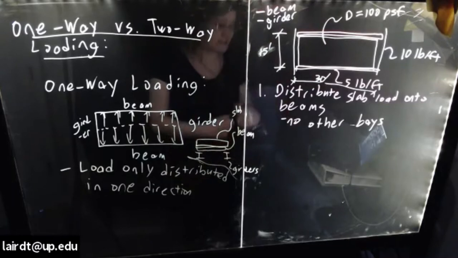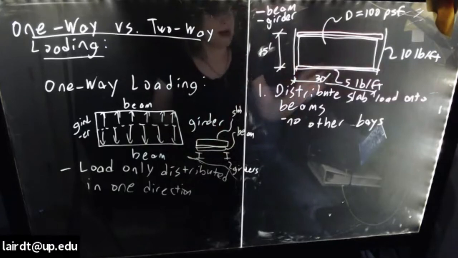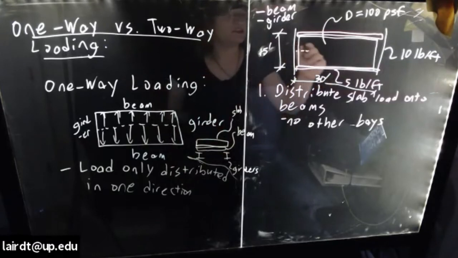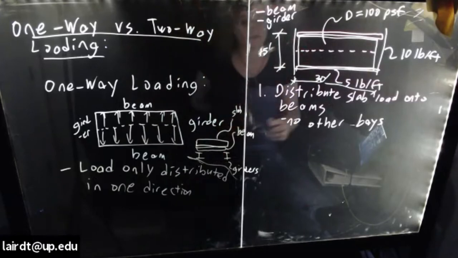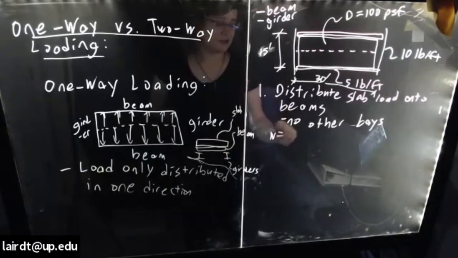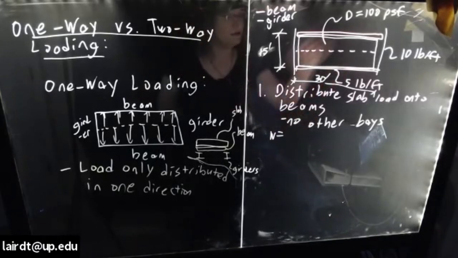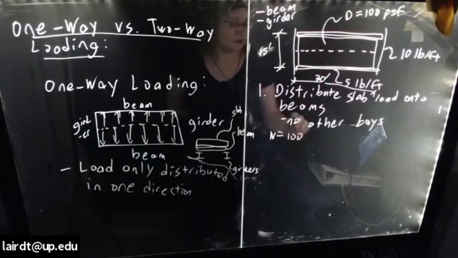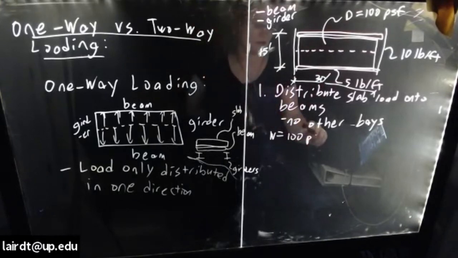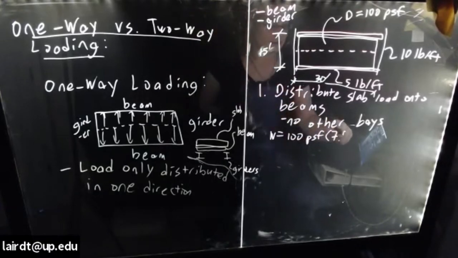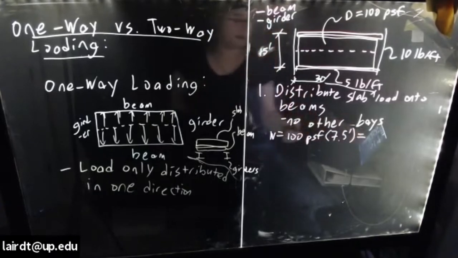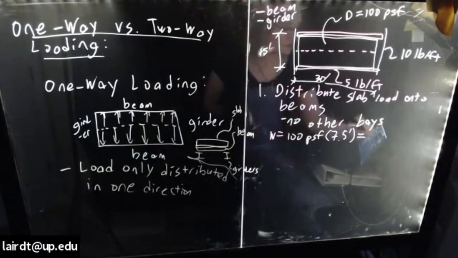So let's think about this. This beam is going to be 30 feet long. That's fair enough. But think about how wide the tributary zone is for each of these beams. Well, we can simply divide 15 feet by 2, and that will be 7.5 feet. So the distributed load on each of the beams is going to be our dead load of 100 PSF. And again, I'm only working with dead load right now, not any live load. So 100 PSF times our tributary width of 7.5 feet gives us a linear distributed load, or a line load, of 750 pounds per foot.